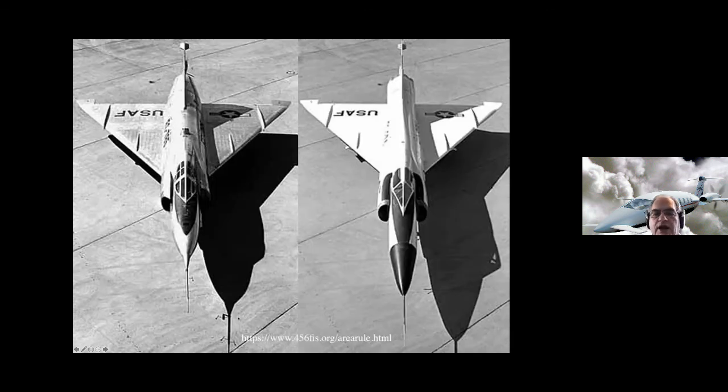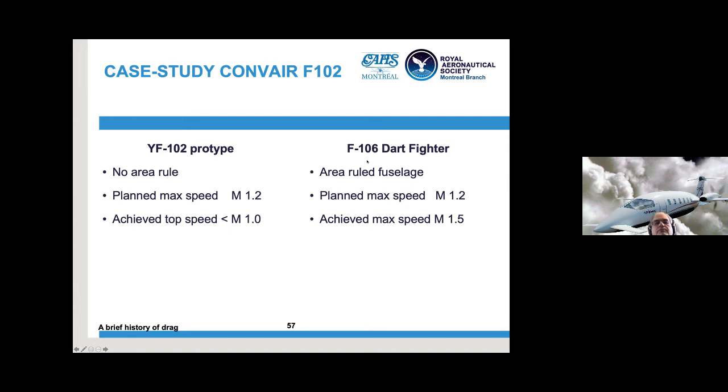Here's the F-102 prototype that led to the F-106. The only basic difference between the two is there's no area ruling on the fuselage here, and yet there's very pronounced area ruling here. Here are the performances of these two vehicles compared. Planned to go Mach 1.2, it could barely go supersonic. In level flight, it could not. When they added the area rule, the thing could achieve Mach 1.5.